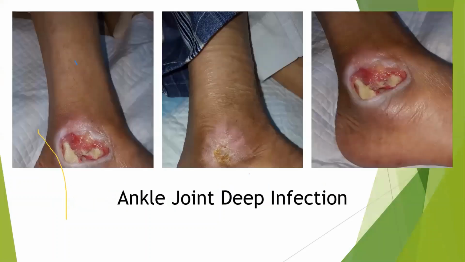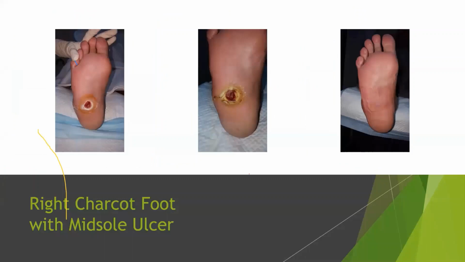Ankle joint deep infection. In these cases we have to do debridement and we have to use negative pressure wound therapy, because the pus will trickle inside the joint space and you cannot control the infection. And it is cured. This is Charcot foot, as you know, and it has a mid-sole ulcer. With the proper care, it is cured.